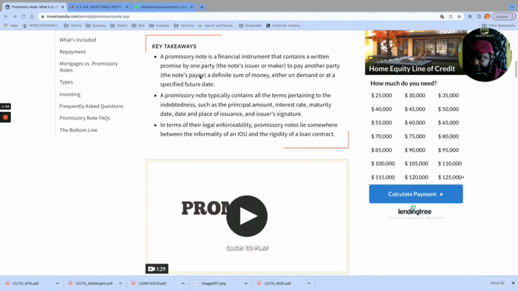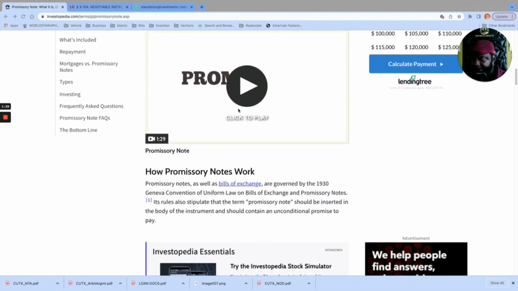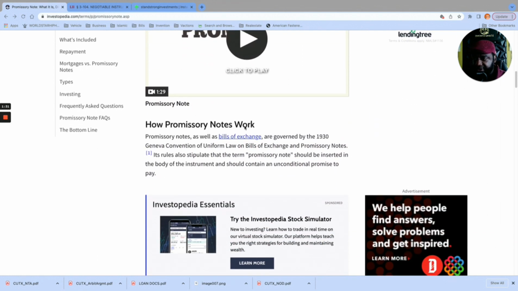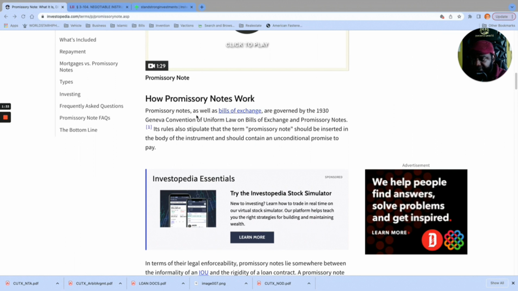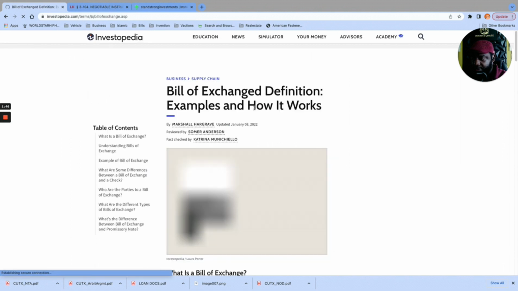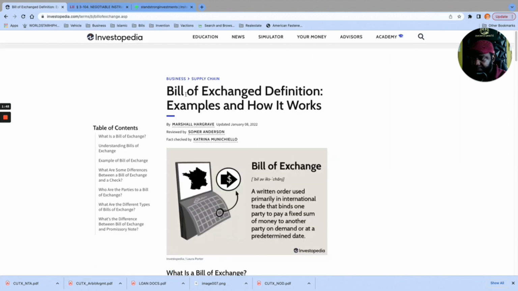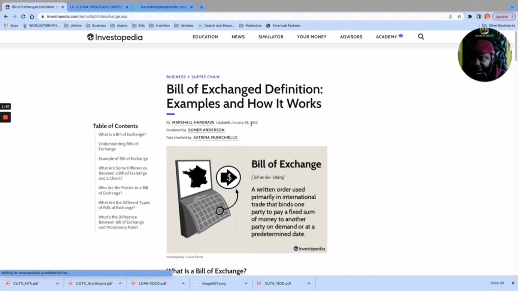Let's scroll down, see the key takeaways. Pretty much what we just already said. All right. How promissory notes work. Promissory notes, as well as bills of exchange. Let's click on that. Bills of exchange. When you click on these hyperlinks, hopefully it's going to load. Click on it again. Is it going to load? Bills of exchange definition, examples, and how they work.